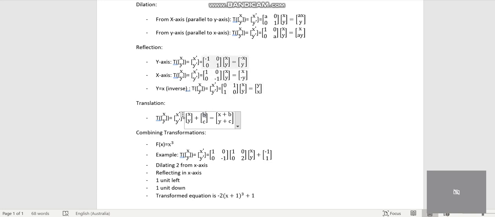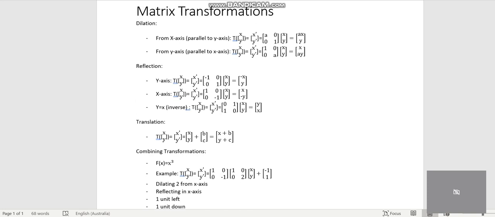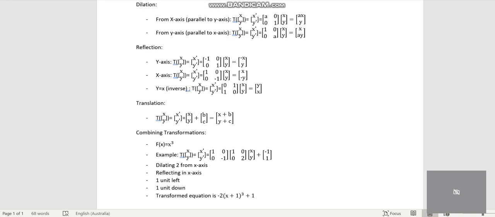And lastly, we're going through combining transformations. So let's say, for example, we have a function f of x as x cubed, and the question gives you this sort of ton of matrices. It's a bit tough, it's a lot all at once. But what we can see here is that there's a dilation of 2 from the x-axis, reflection in the x-axis, 1 unit down, left, 1 unit down.